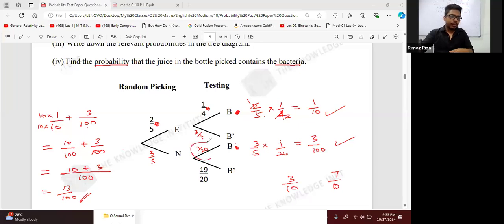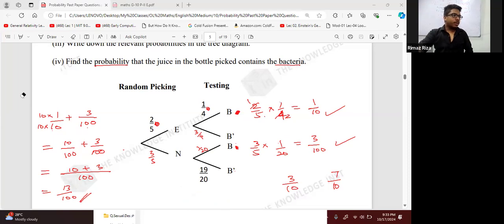So this one we can calculate as 1 minus 19 over 20. If you simplify this, 20 is the LCM. So here 20 minus 19, so here 1 over 20. Okay. So therefore, this one is 1 over 20.